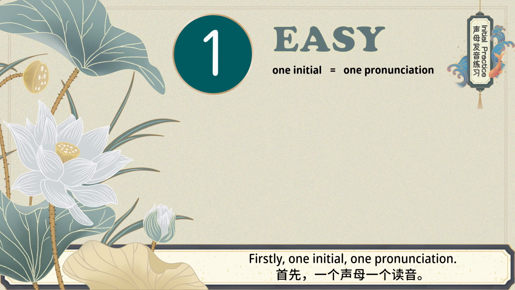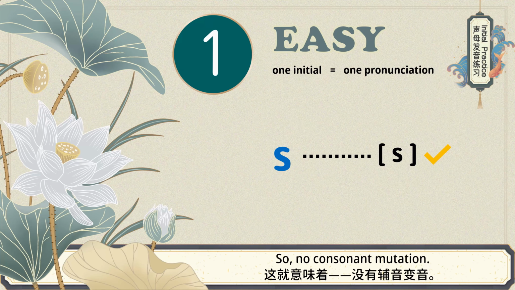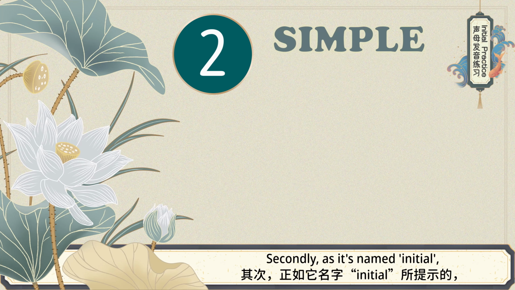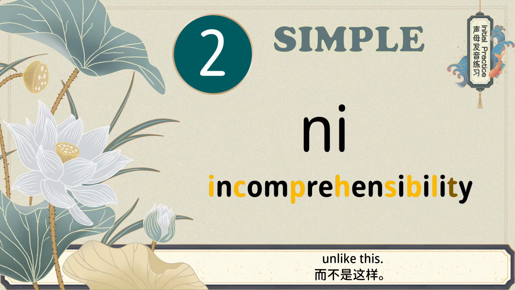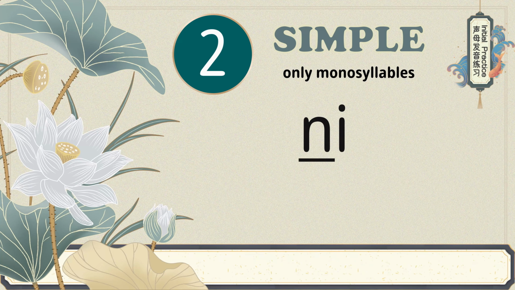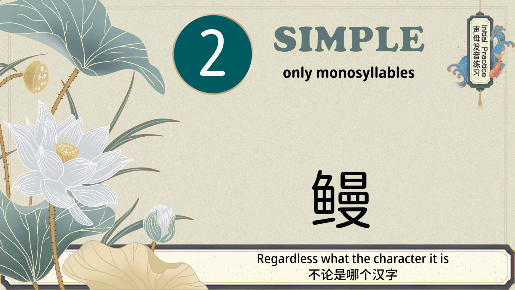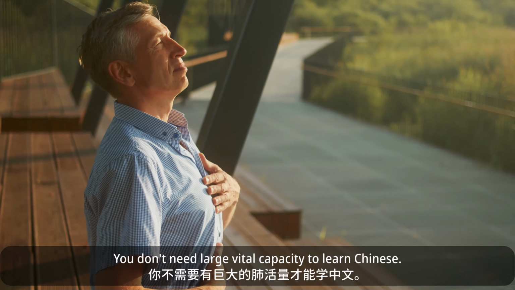Firstly, one initial, one pronunciation, so no consonant mutation. Secondly, as it's named initial, it is only placed at the beginning of each pinyin, unlike this. Therefore, all Chinese characters are monosyllables. Regardless of what character it is, the pronunciation is always simple. You don't need large vital capacity to learn Chinese.